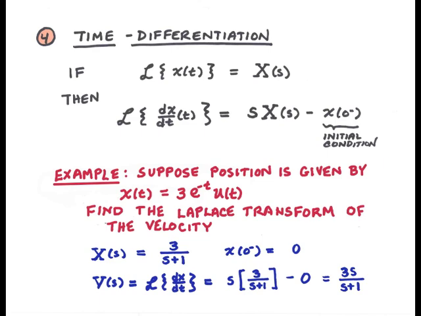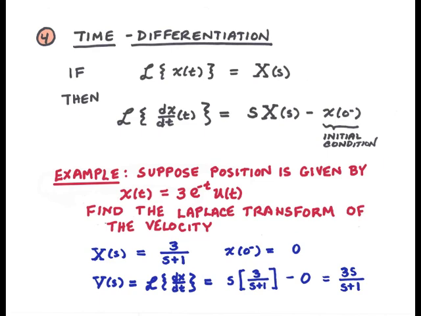An example of this property is given below. Let's suppose we have the position of an object and it's given by x of t equals 3 e to the minus t u of t. We want to find the Laplace transform of the velocity signal. So the velocity is the time derivative of the position. First, we'll find the Laplace transform of x of t. And going into our Laplace transform table, we'll find it is 3 over s plus 1.